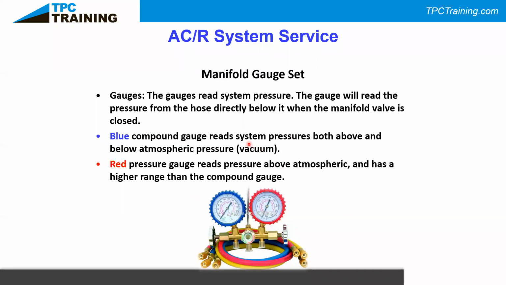Blue gauge, again, compound gauge, above and below atmospheric pressure. Red gauge, just reading above atmospheric pressure. The blue gauge is meant to read the evaporator side of the system. The red gauge is meant to read the condenser side of the system.